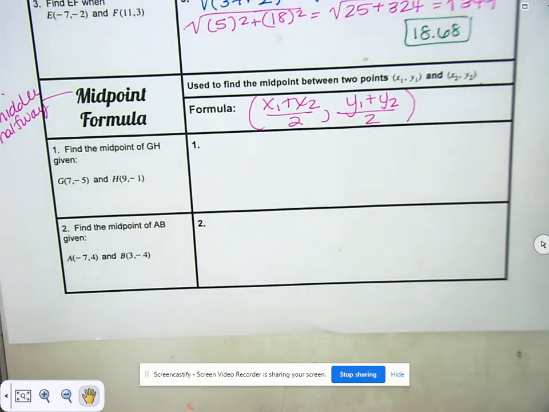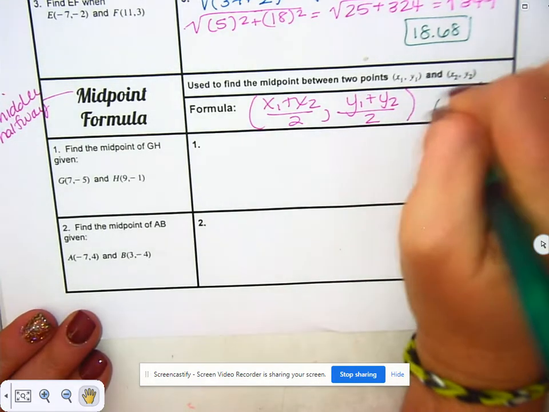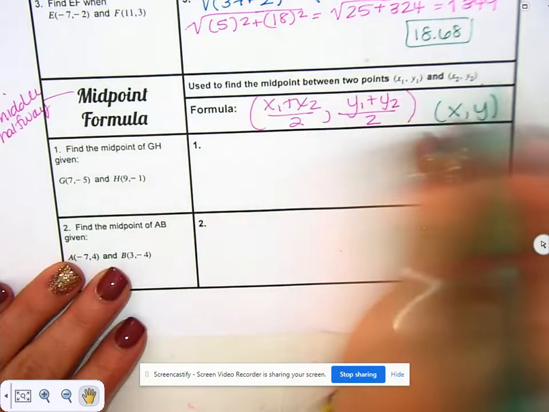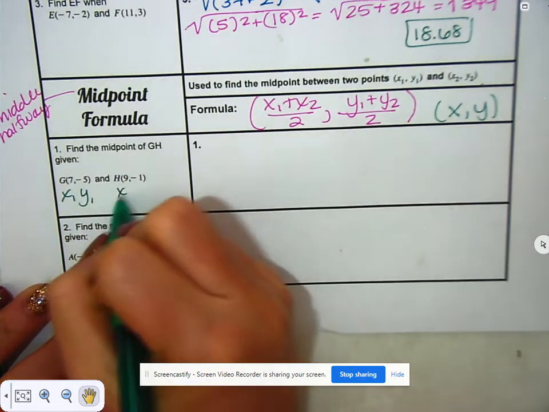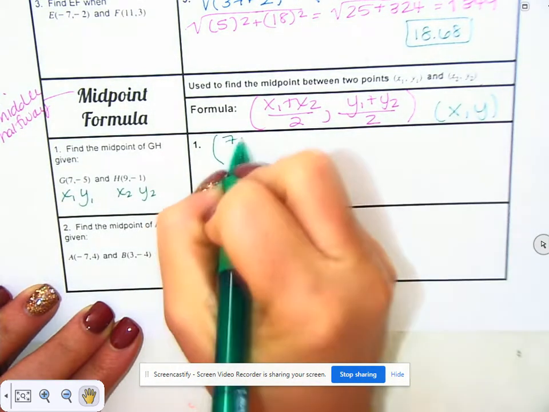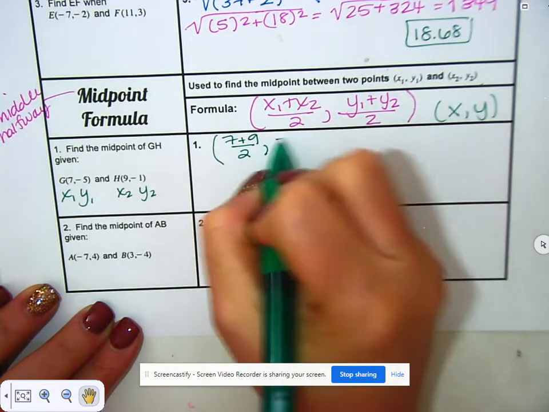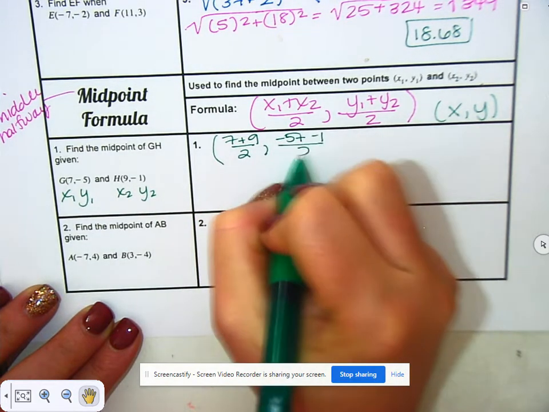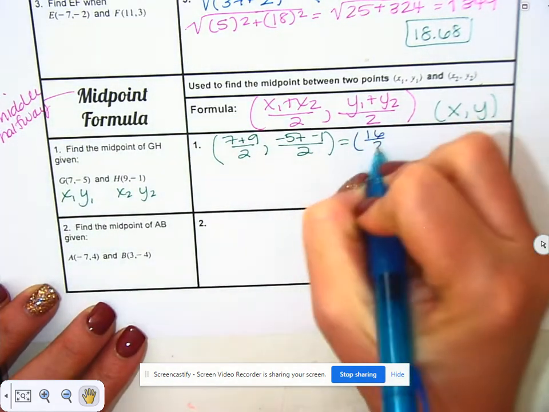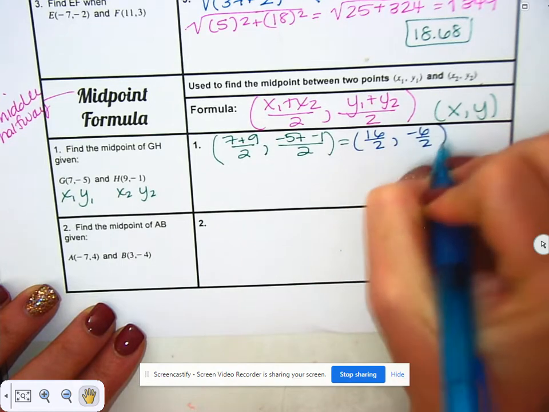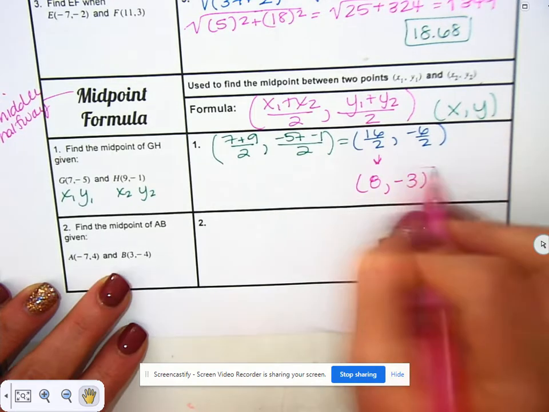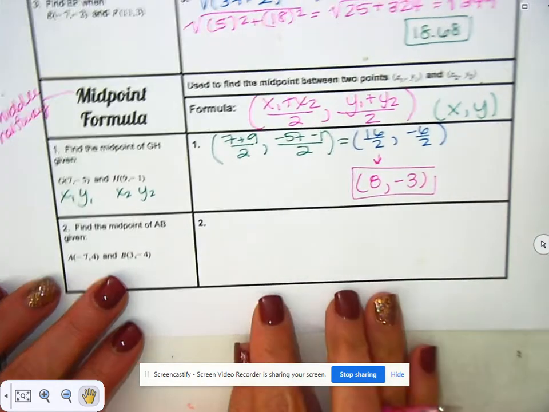Likewise, x's do come first here, and they have to because a midpoint is going to give you an x and y value, and x always comes first in the ordered pair. So again, we're just plugging in. Okay, so 7 plus 9 over 2, and -5 plus -1 over 2. And we just simplify, y'all, step by step. 16 over 2, -6 over 2, and that gives me 8 and -3. So my midpoint is 8, -3.